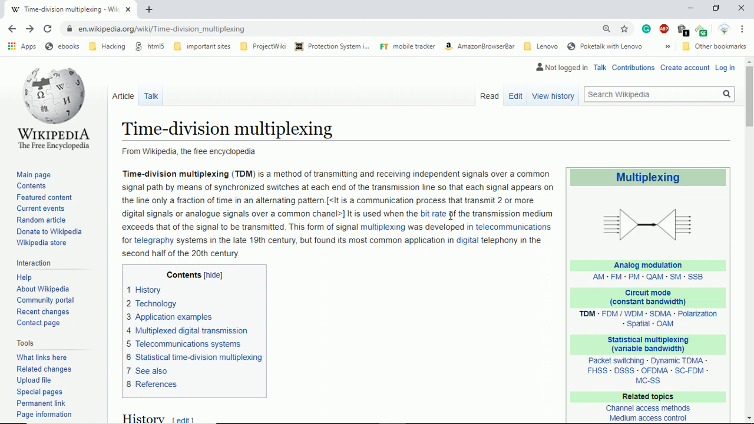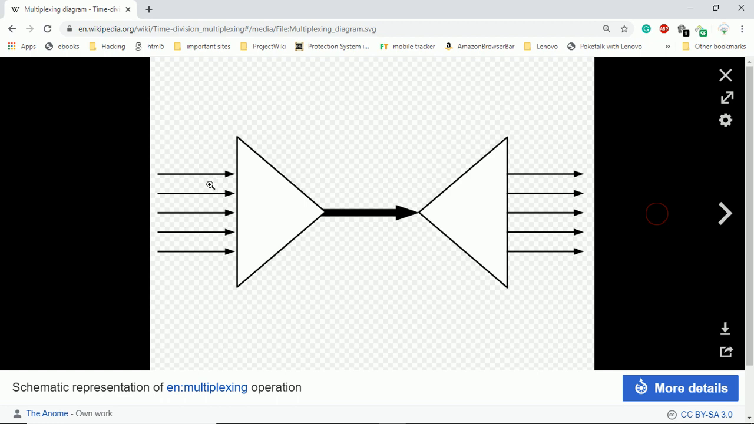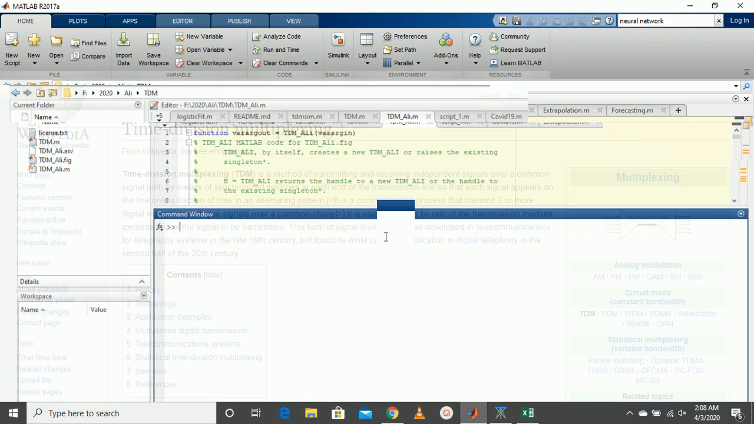It is used when the bitrate of the transmission medium exceeds that of the signal to be transmitted. Let's see the figure here. Here we have channels 1, 2, 3, 4, 5 at the input side, that is the sending side, and over a high bitrate channel these signals are transmitted, and at the receiving end we are again reconstructing all those signals. Let's see how to implement it in Matlab.